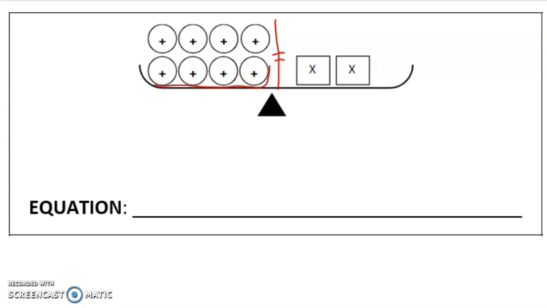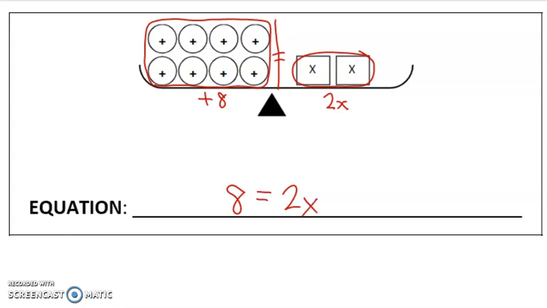I'm going to count what I have on the left side. So I count my variables. There's no variables on the left side. I count these, they all represent +1. So I count them up. I have 1, 2, 3, 4, 5, 6, 7, 8. So that represents +8. I look on the right side. I have variables. I have two x's. That literally created my equation. 8 equals 2x. That's what we're doing. Count up the variables, count up the constants, watch the signs.